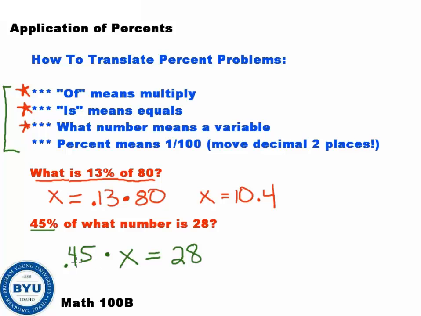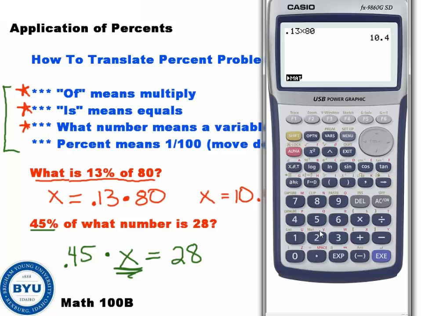So how am I going to undo this? I want to get x by itself. How do I undo times by 0.45? The opposite operation of multiplying by 0.45 is dividing by 0.45. So we would divide both sides by 0.45, because that's the opposite of multiplication, and I'd have 28 divided by 0.45. And we get the answer of 62.222222.